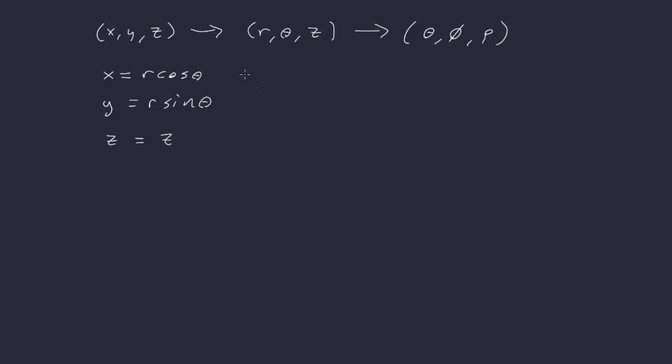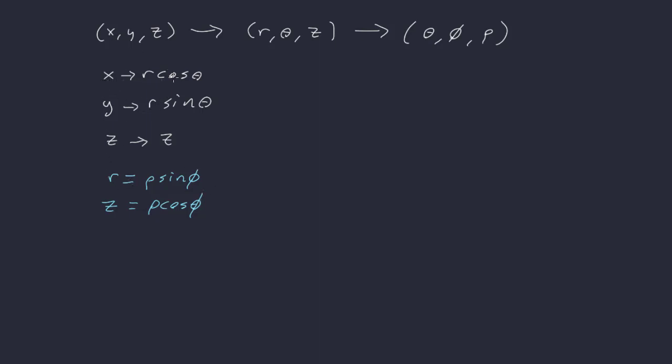Okay, but now, and let me use arrows here instead, we can get from here to our spherical coordinates by replacing the r's and the z's. So we know from what we just did that r is rho sine phi, and z is rho cosine phi.